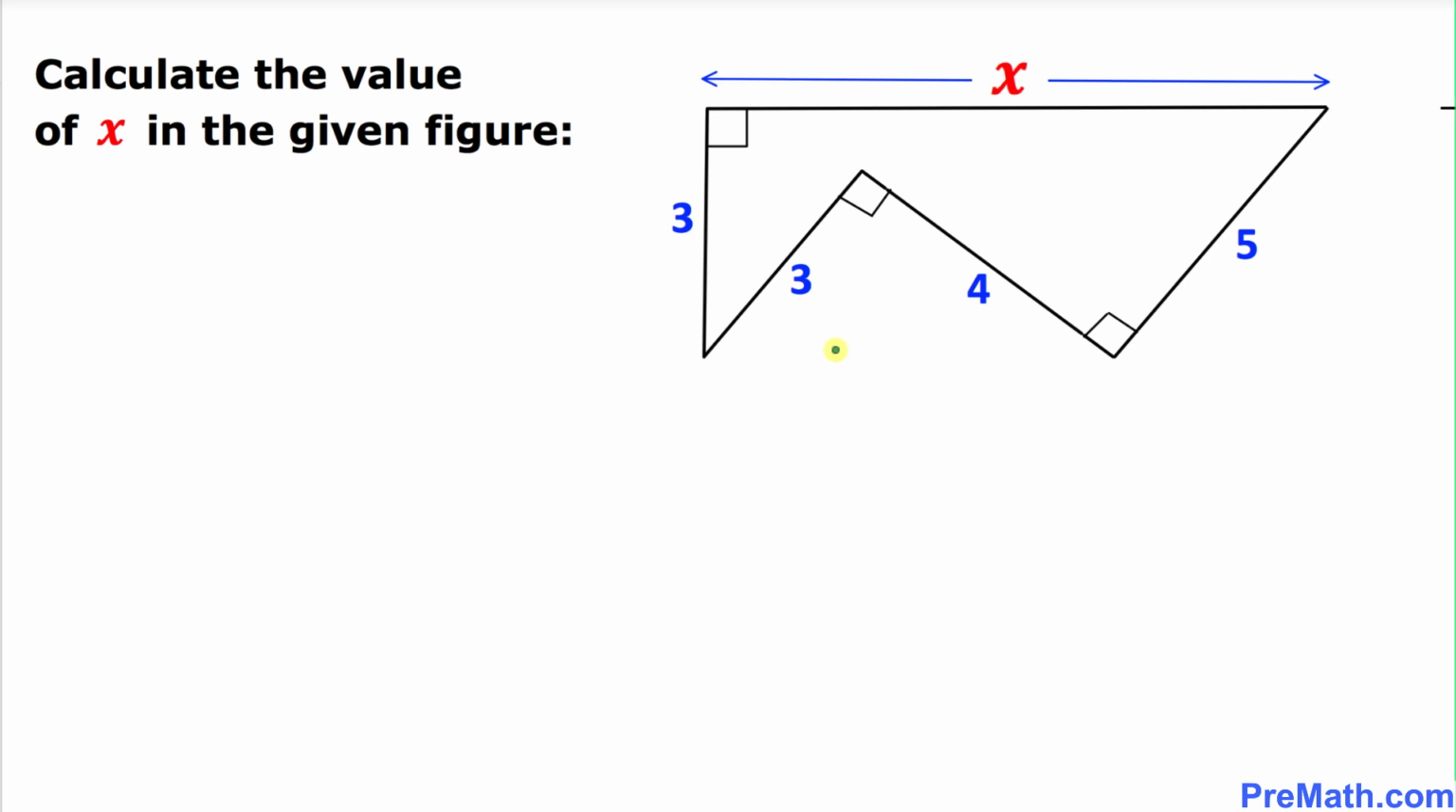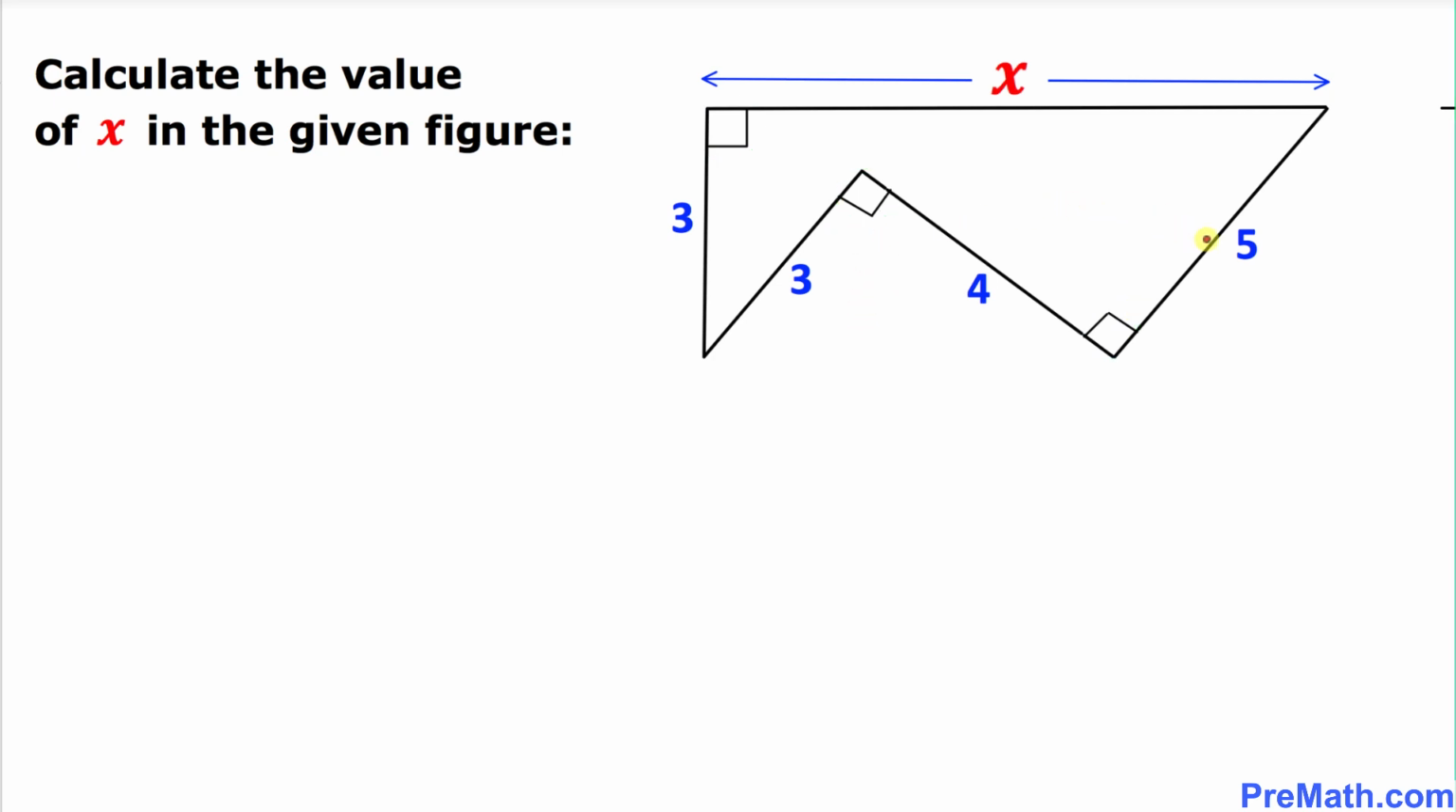Welcome to Premath. In this video tutorial, we are going to calculate the value of x in this given figure. As you can see, x is the length of one side of this figure. And one more thing, all these boxes represent 90-degree angles, right angles. Just keep that in mind. So let's go ahead and get started.